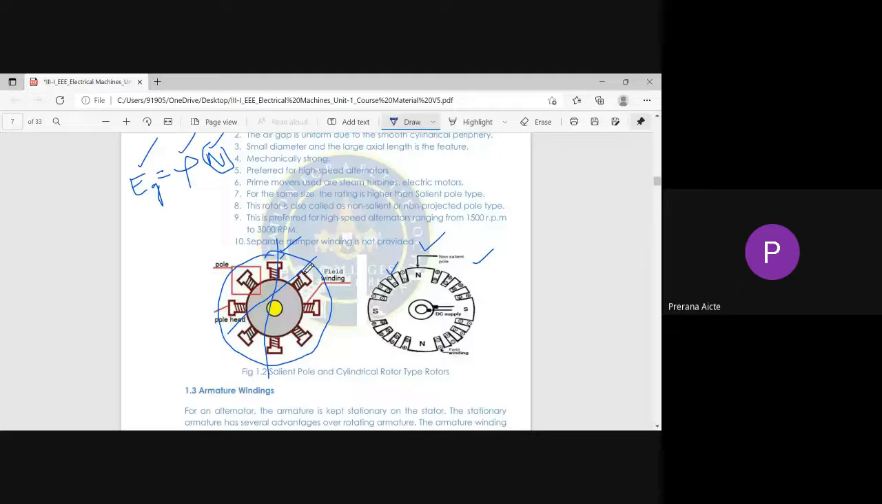While in a cylindrical rotor synchronous generator, the air gap is uniform. When the air gap is uniform, the flux distribution is uniform, and the generated voltage is also uniform. In a salient pole generator, the air gap is non-uniform because of the projecting poles in the rotor. The flux distribution is also non-uniform, and the generated voltage is also non-uniform, unlike the cylindrical.